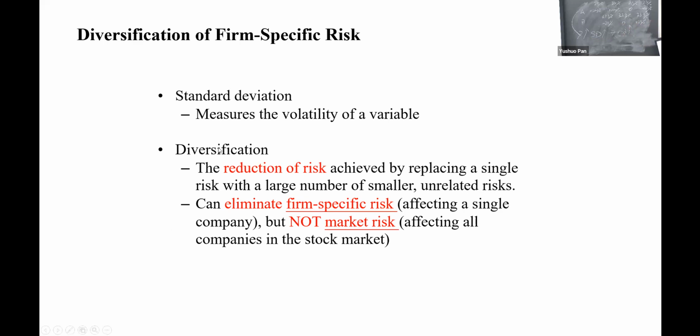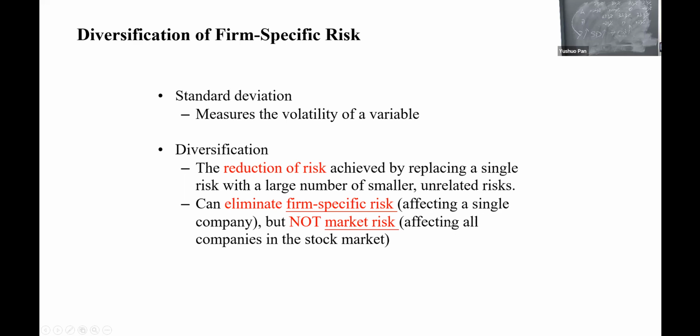Diversification is the reduction of risk achieved by replacing a single risk with a large number of small, unrelated risks. For this one, it's just the reduction of risk, all right? It doesn't eliminate all risk. If you choose a large number of small, unrelated risks, then through diversification you can eliminate firm-specific risk.